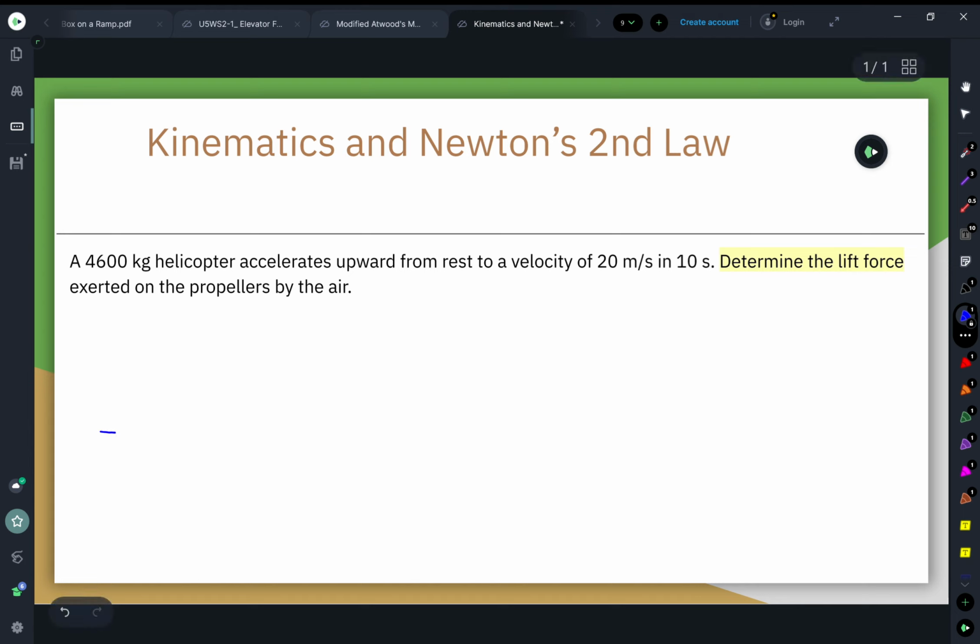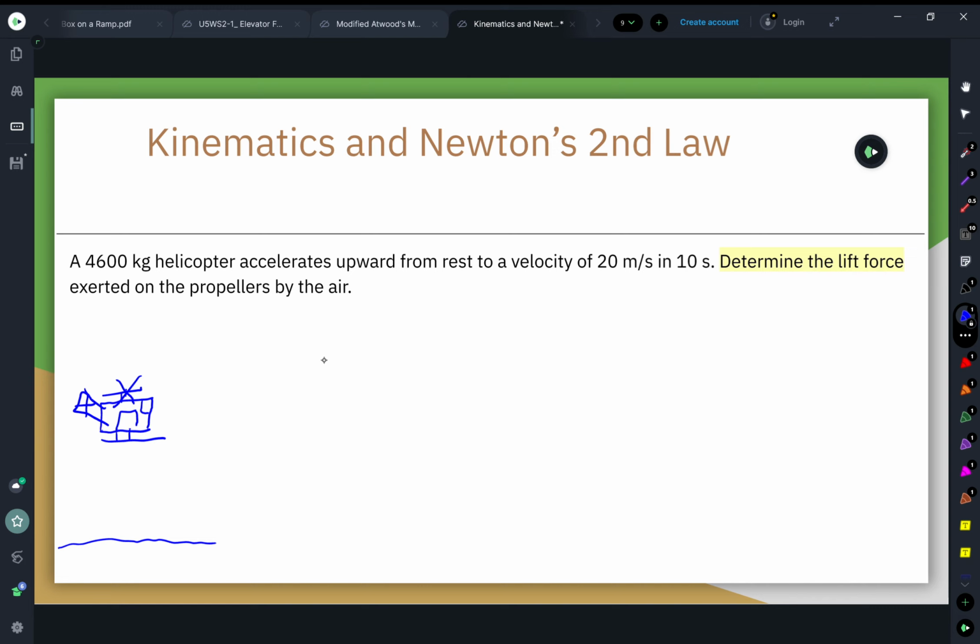So, this is going to be a very crude sketch of a helicopter. But still, it's going to be good enough for our purposes. This is a helicopter. Presumably it's up in the air, seeing as it accelerated upward from rest to that velocity of 20 meters per second in 10 seconds. So this is going to be my helicopter. It's up in the air. This is going to be the ground down here.